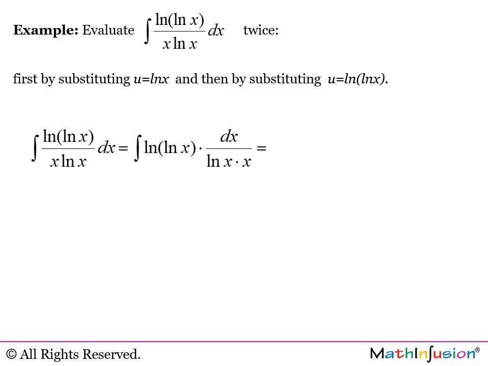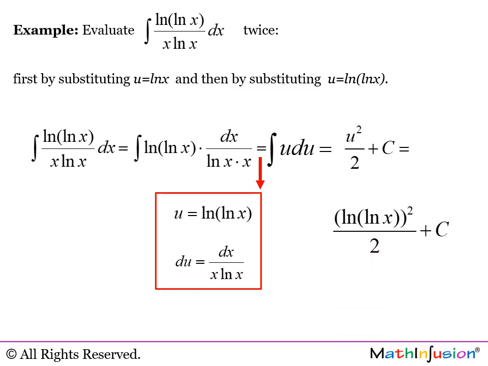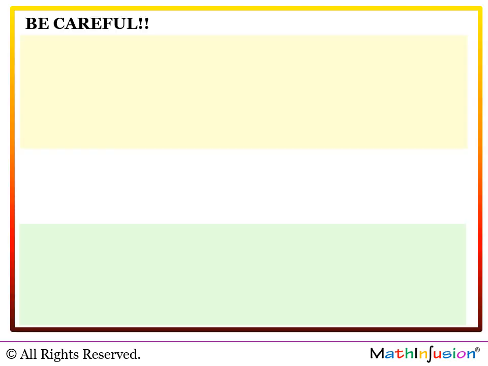So in the easier substitution, u equals ln of ln of x. So du is dx over x times ln of x. Now you can realize easily that this is just the integral of u du, which is u to the power of 2 over 2 plus c. So now you just replace the u by ln of x, and you get that. Be careful.